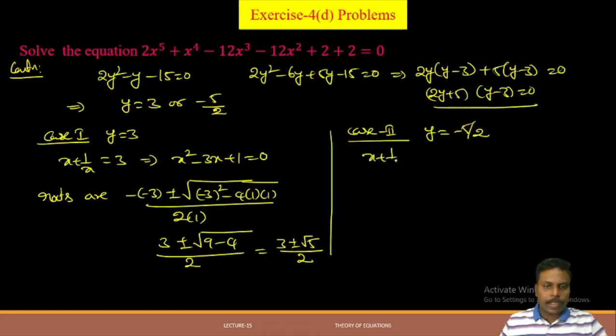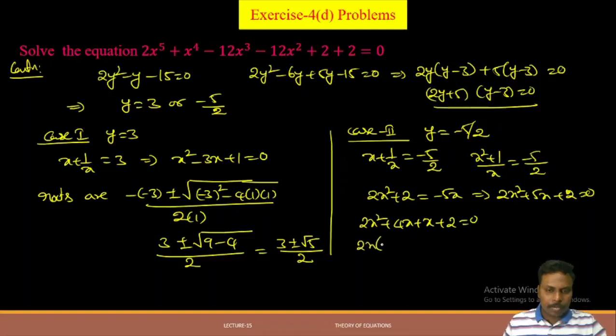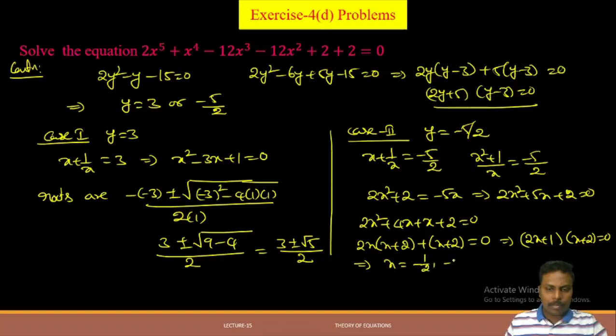Now case 2, let us discuss. x plus 1 by x is equal to minus 5 by 2. So this is 2x square plus 2 is equal to minus 5x, implies 2x square plus 5x plus 2 is equal to 0. So this can be written as 2x square plus 4x plus x plus 2 is equal to 0. So take common 2x, this becomes x plus 2, and here also I have taken common x plus 2, is equal to 0, implies this is 2x plus 1 into x plus 2 is equal to 0. This implies x is equal to minus 1 by 2 comma minus 2.